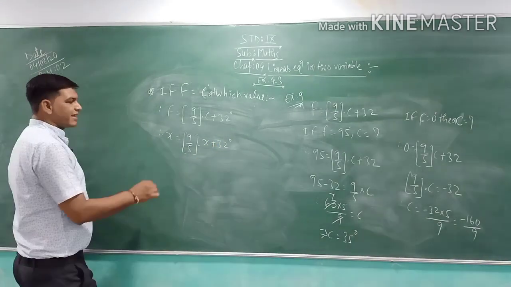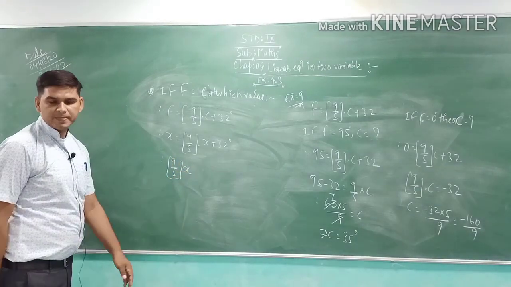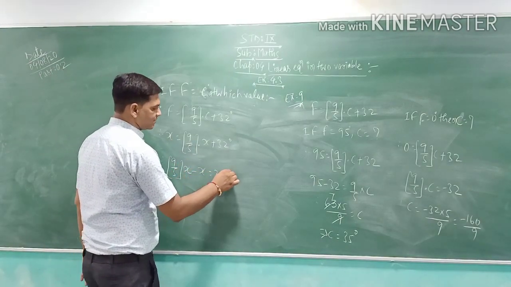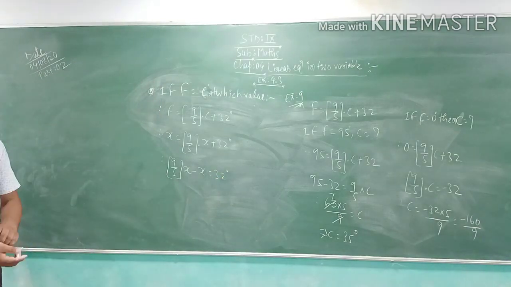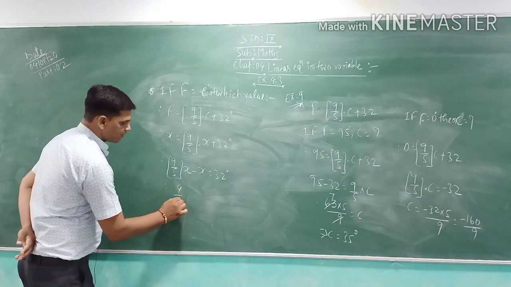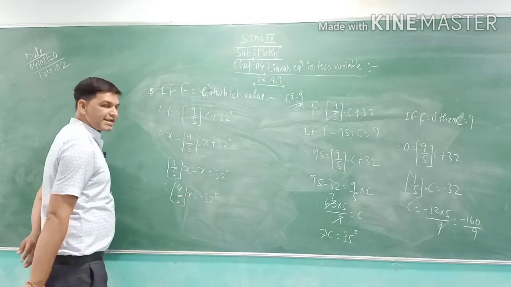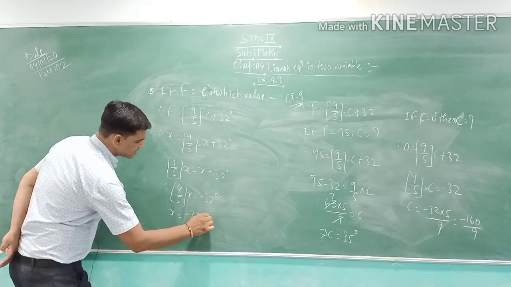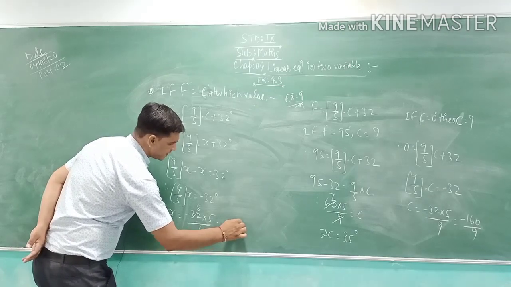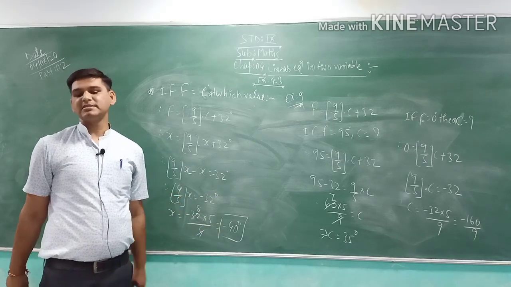Right? Therefore 9 by 5 into X, and moving it across, X minus 9 by 5 X is equal to 32. So 9 by 5 X minus X is 4 by 5 X, which is equal to minus 32. Then X equals minus 32 into 5 upon 4, which is minus 8 times 5. So the answer is minus 40 degrees. Fahrenheit and Celsius are both the same at minus 40 degrees.